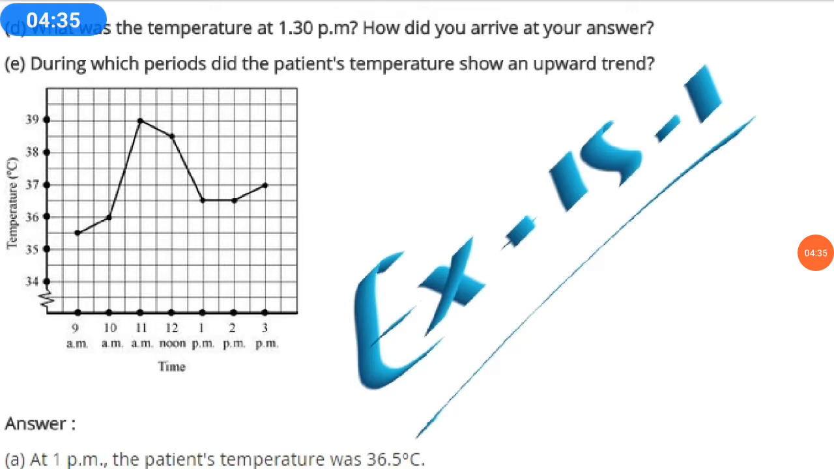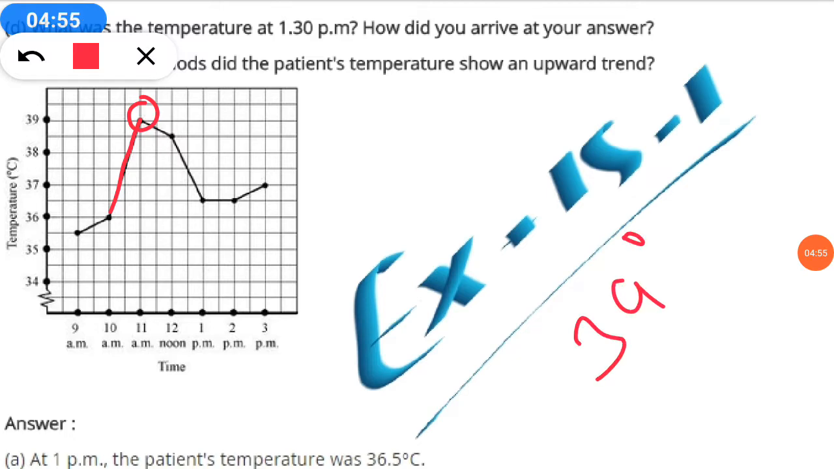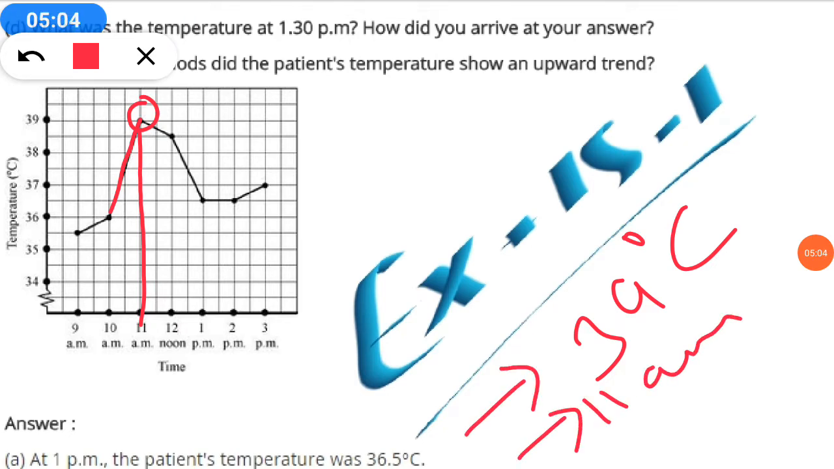Next, during which period did the patient's temperature show an upward trend? अपवर्ड ट्रेंड, दैट मीन्स उसका अचानक से पेशेंट्स की जो टेम्परेचर है वो इंक्रीज हो गया. So as you can see in the graph itself, the temperature will rise upward at 39 degrees Celsius at the time. What is the time we are having? The time is 11 am. So this is the temperature and this is the time we are having.